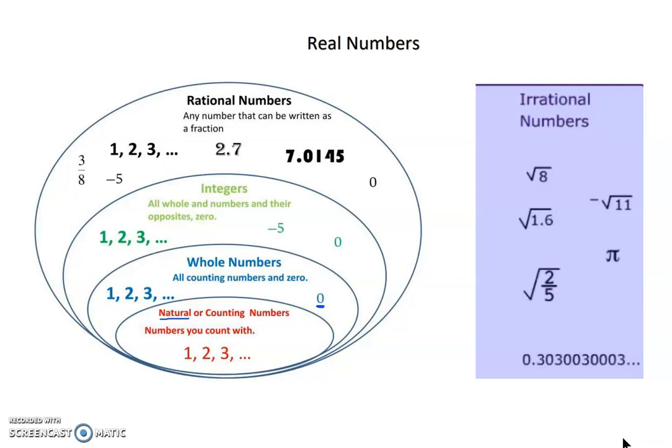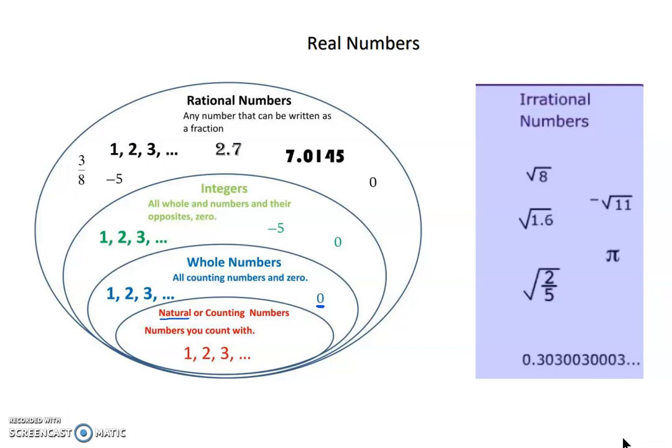And after integers, we have the big group, the rational numbers, which includes all our natural numbers, includes all our whole numbers, includes all our integers, and also has the decimals and the fractions. So any number that can be written as a whole number, negative number, positive number, decimal, fraction, these are our rational numbers.